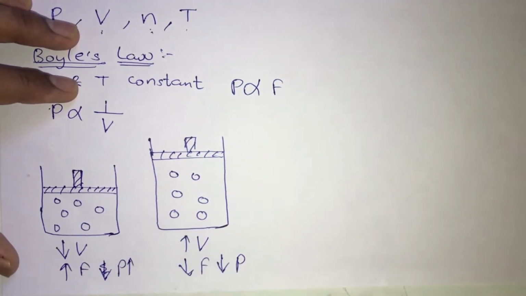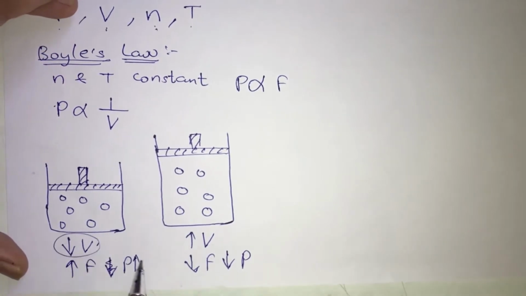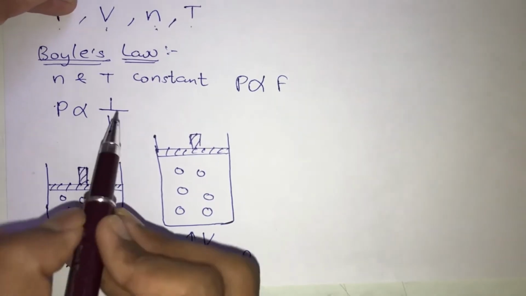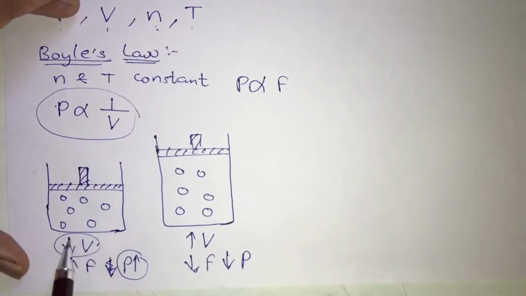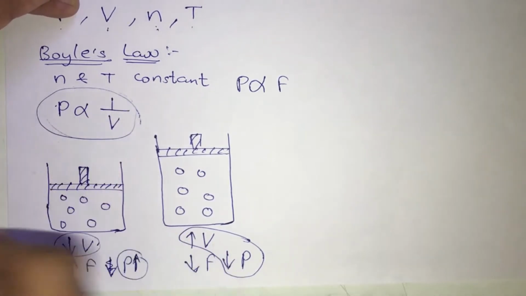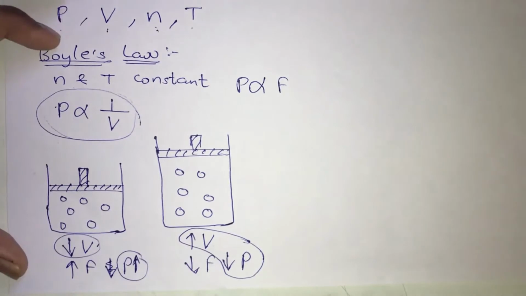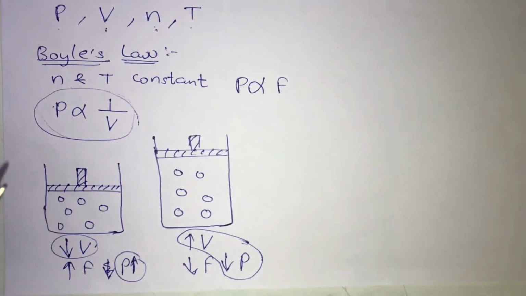Now what are the conclusions made from this experiment by Robert Boyle? He said that volume is inversely proportional to pressure. Can you see over here that whenever we are decreasing volume, the pressure is increasing, and whenever we are increasing volume, the pressure is decreasing. So this is what Boyle's law tells us, that pressure and volume both are inversely proportional to each other.